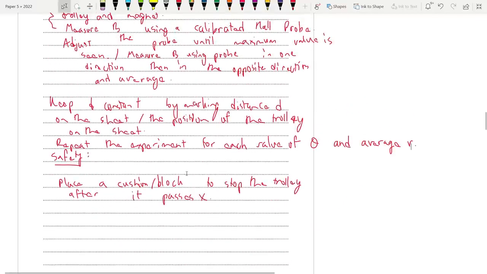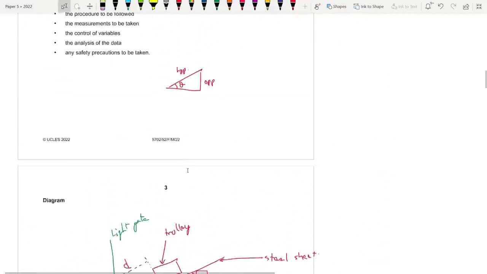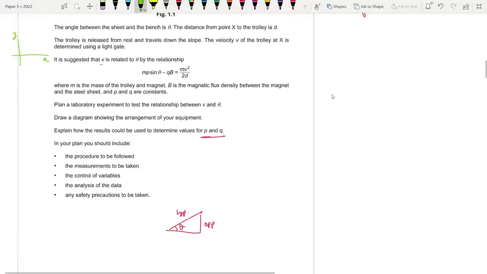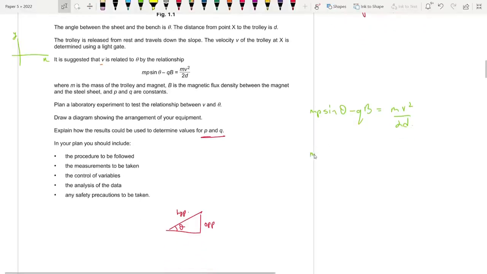Okay, so for analysis, what do we need to do? We need to study the relationship that has been given. Okay, so write this down. mg sin theta minus QB is equal to mv square by 2d. So on the y-axis, we typically plot the dependent variable, and on the x-axis, we plot the independent variable. So clearly, we stated that V square was the dependent variable. So let's move it to one side over here. mv square by twice d is equal to mg sin theta minus QB.